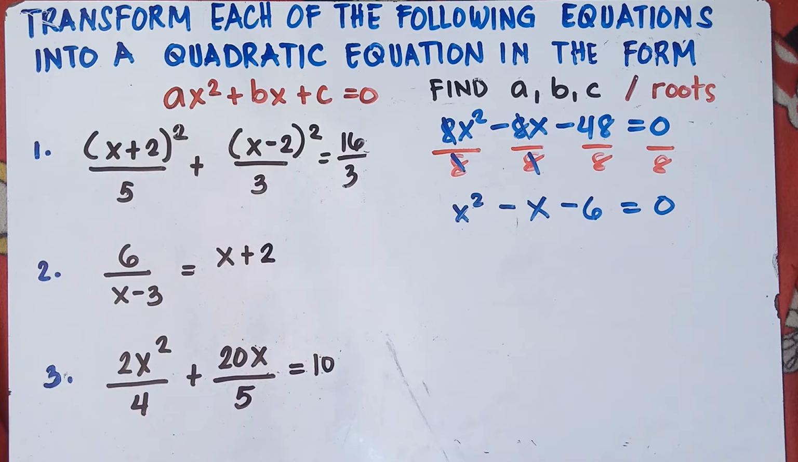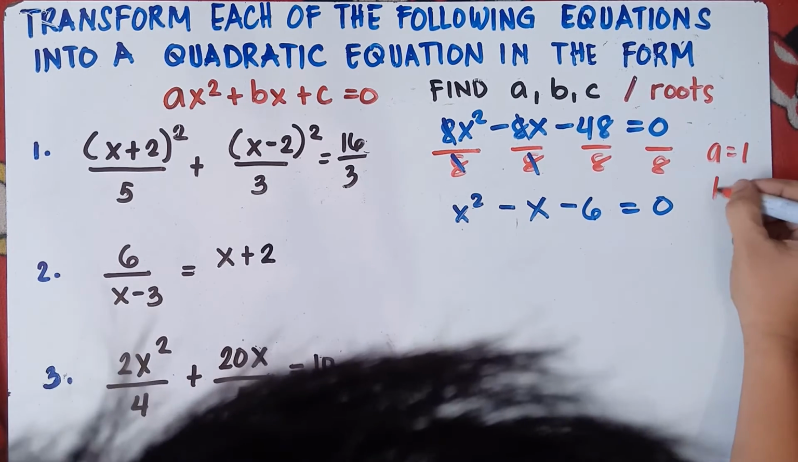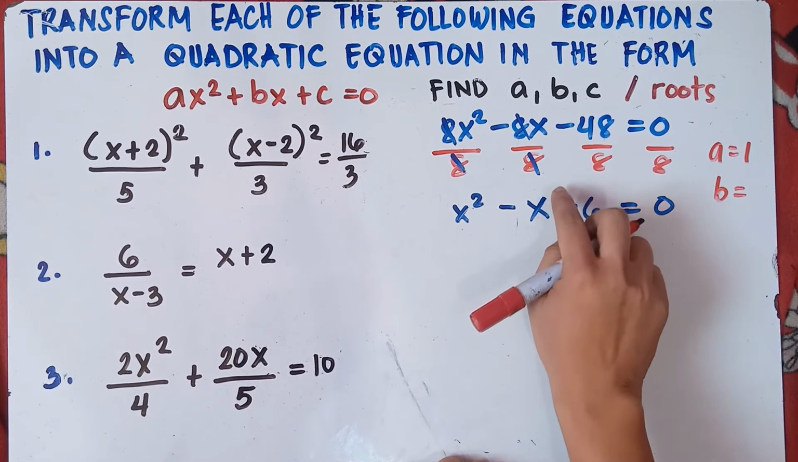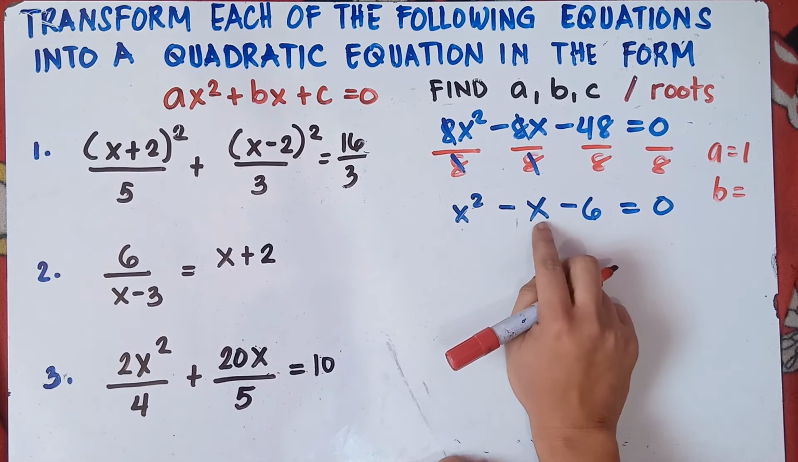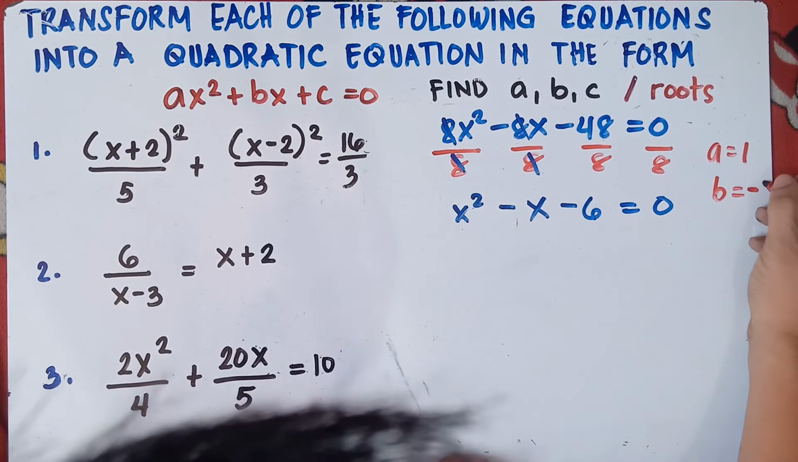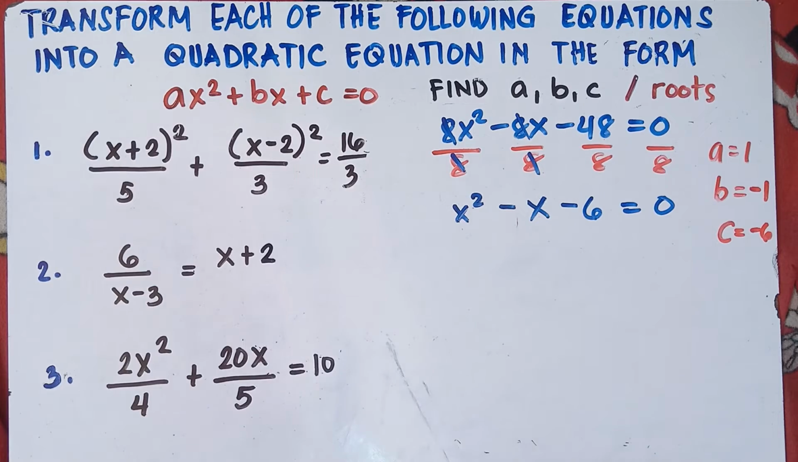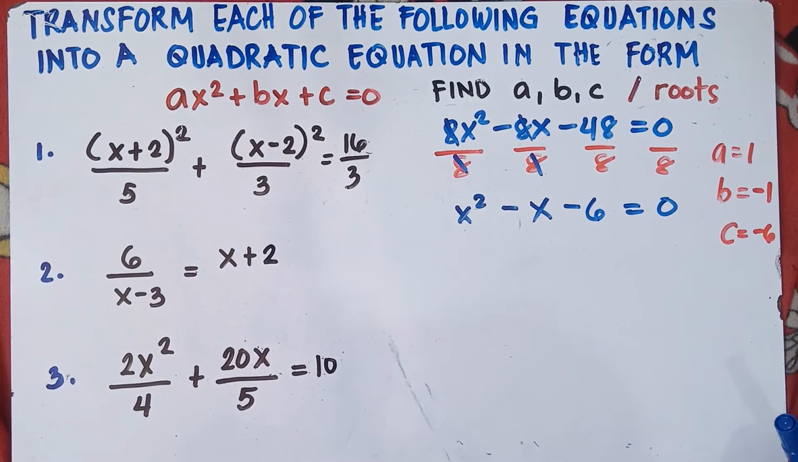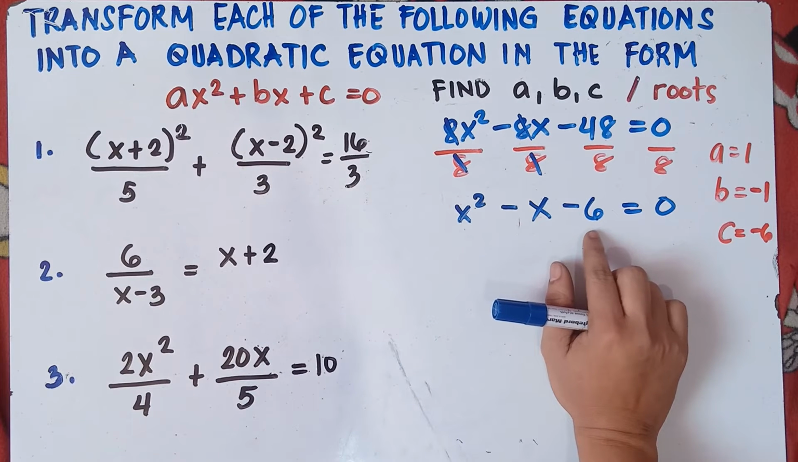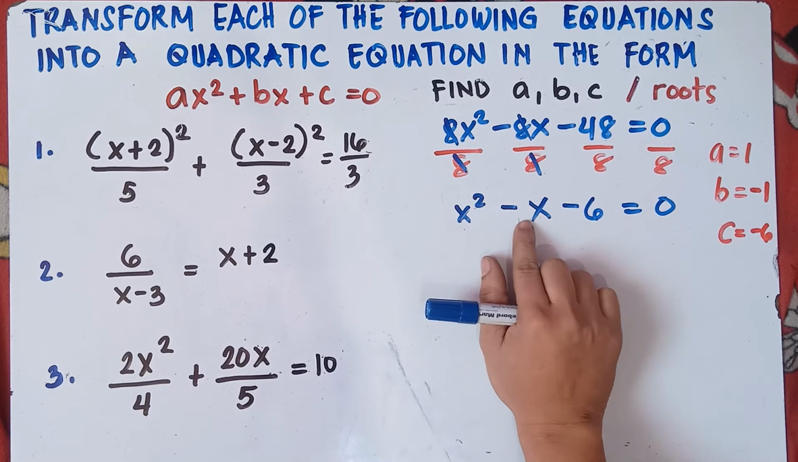So the value of a here, beside x squared, our a is 1. Our b is beside this x, the linear term with the exponent of 1. X with the exponent of 1, we call it the linear term. So our b is negative 1. And our c is the constant, negative 6. Now to find the roots, class, we need to factor this out. You find two numbers that when you multiply them, you will get negative 6. At the same time, when you combine them, you will get negative 1.